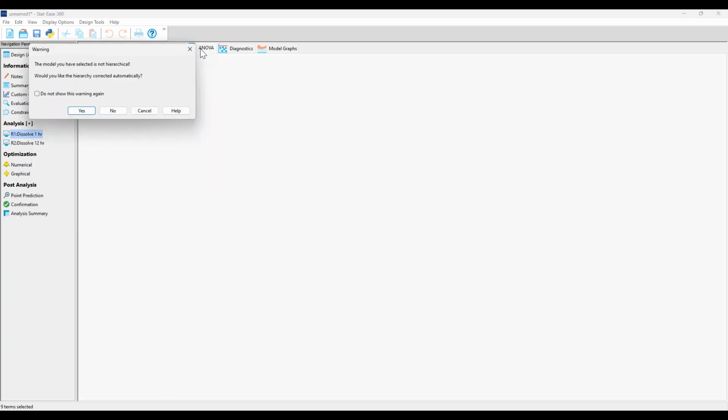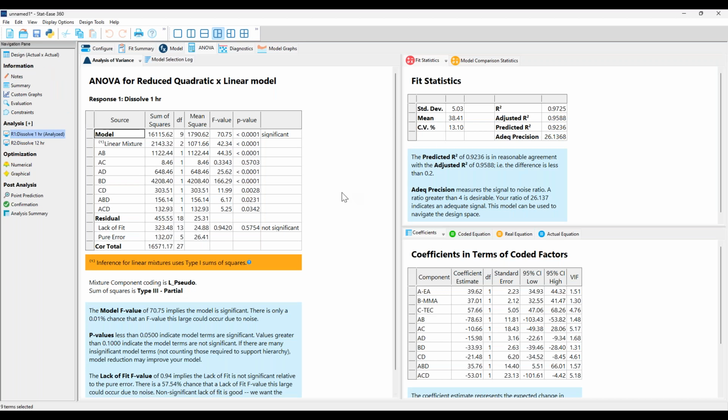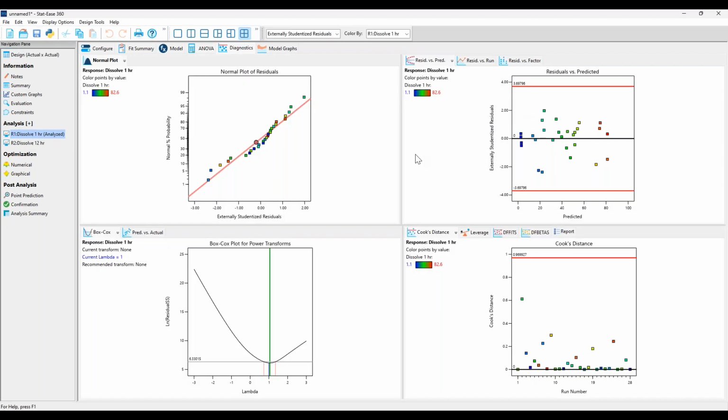Then when I click on ANOVA, in this case, it's detected that I've taken too many terms out, and it wants to add some back to support what's called hierarchy. Long story short, we're always going to say yes to that question. And we've created a model, and it passes all the criteria that we've talked about. We can take a quick peek at the diagnostics, and we're happy with that.